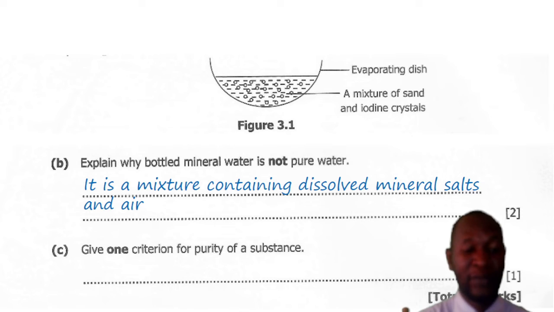Part C, give one criterion for purity of a substance. So we have quite a number of criteria of purity, but here we're only going to write one, and the one we're going to use is boiling point. So you can use boiling point, freezing point, and density as well to tell the purity of a substance.